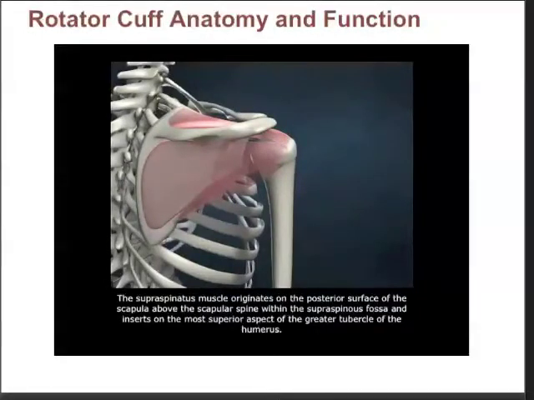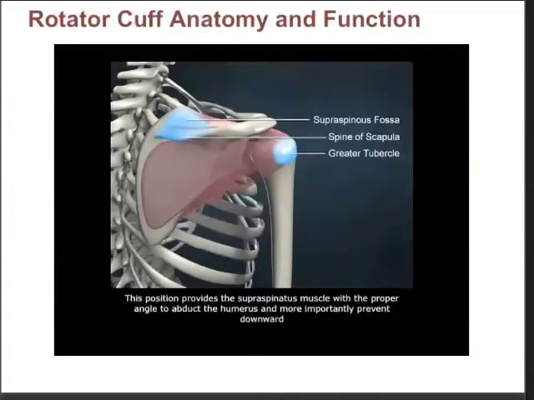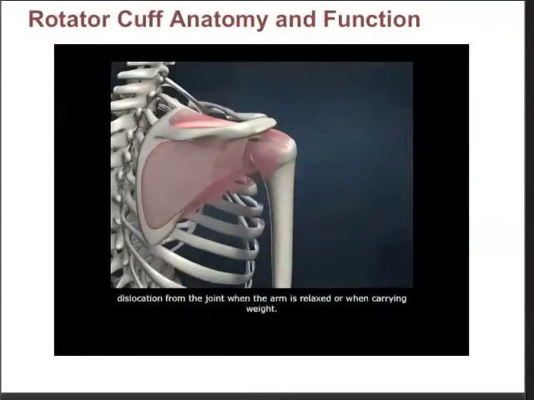The supraspinatus muscle originates on the posterior surface of the scapula, above the scapular spine, within the supraspinous fossa, and inserts on the most superior aspect of the greater tubercle of the humerus. This position provides the supraspinatus muscle with the proper angle to abduct the humerus, and more importantly, prevent downward dislocation from the joint when the arm is relaxed or when carrying weight.